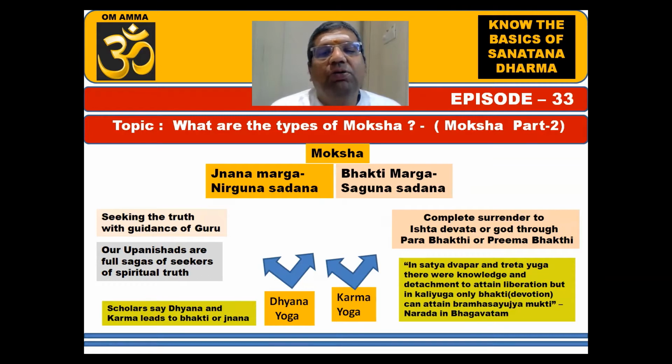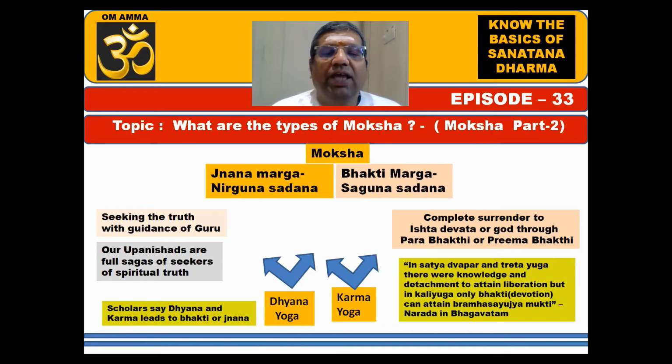Dear friends, now in Bhakti Marga, it is complete surrender to Ishtadevata or God through Parabhakti or Prema Bhakti. In the Bhagavatam, Narada wonderfully says that in Satya, Dwapara and Treta Yuga, knowledge and detachment were the means to attain liberation. But in Kali Yuga, only Bhakti, devotion, can attain Brahma Sahidya Mukti. He is very clear in his words: Brahma Sahidya Mukti. We will discuss what Sahidya Mukti is later in the next slides, dear friends.